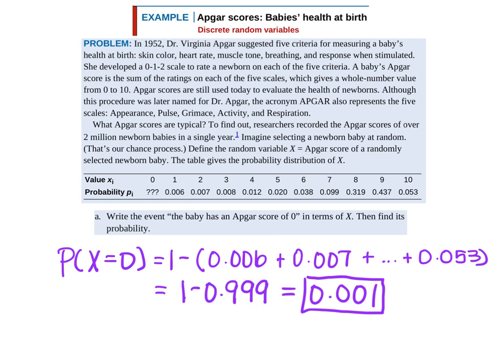So adding up all these values, it's 0.999, and 1 minus 0.999 is 0.001. So that's the probability, about 0.1%, of getting a score of 0.